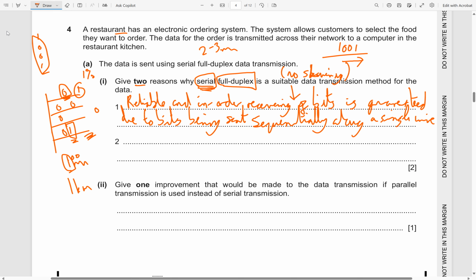And you say that because the restaurant might be big, a 2 to 3 meter distance is not really suitable for a restaurant. Hence why you're going to need serial.